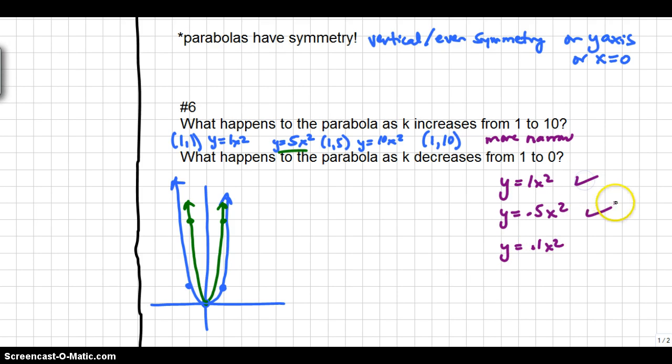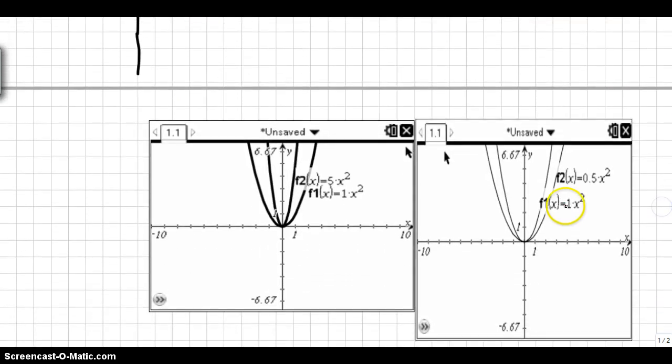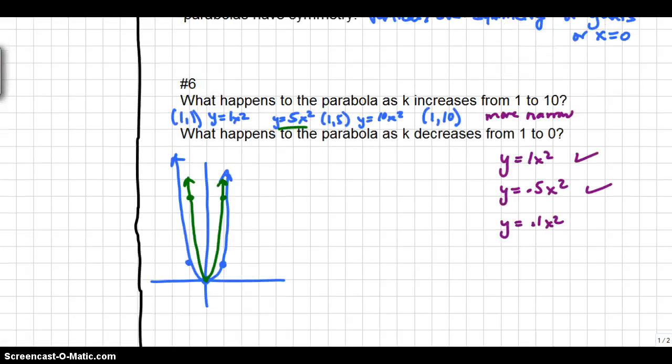I think I did both of those, and I'll show you my results down below. So I've got 1x squared and 0.5x squared. And it looks like the first one is on the interior and the second one is on the exterior. So as the k is decreasing, the parabola is getting wider. So let's describe that. What happens to the parabola as k decreases? It gets more wide, or more spread out would be another way to say that.